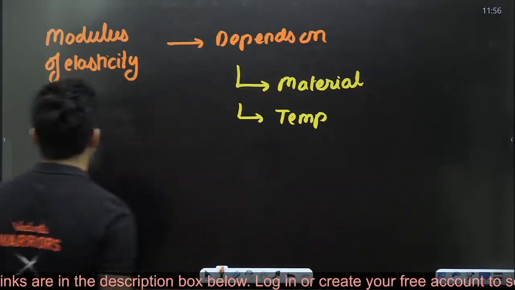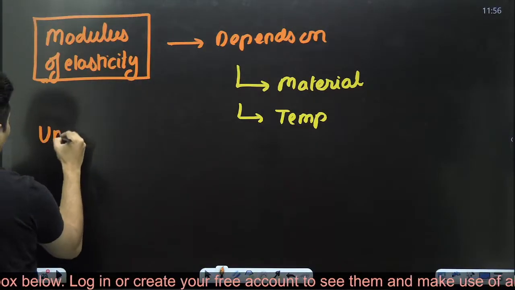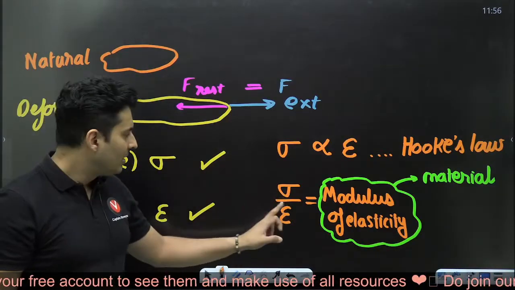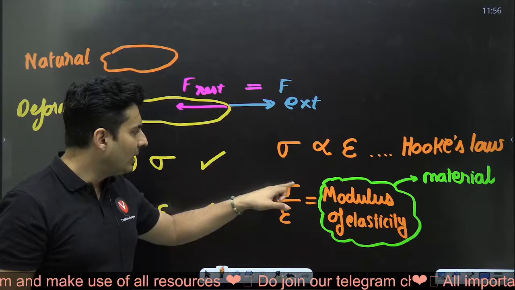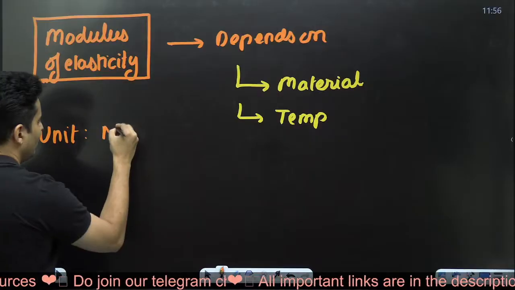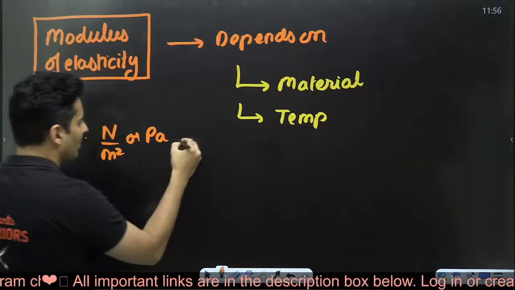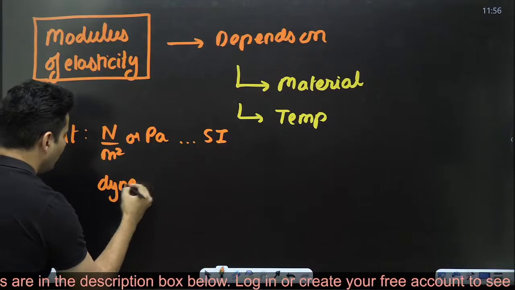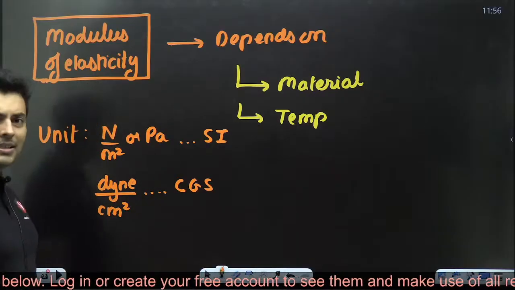Second thing which you should also know, the modulus of elasticity will have a unit. What is the unit of modulus of elasticity? Sigma is Newton per meter square. Epsilon has no unit at all. It has no dimension at all. So Newton per meter square upon nothing will be Newton per meter square. So that is why this also has the unit of Newton per meter square or Pascal in SI units. This is obviously in SI units, but in CGS units you can use dyne per centimeter square. Is that clear?